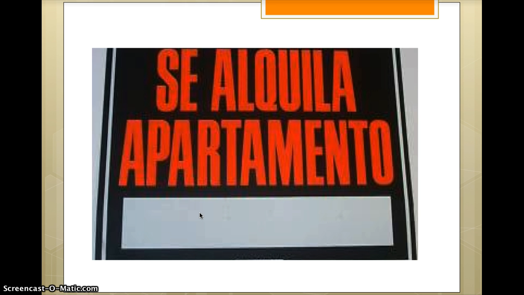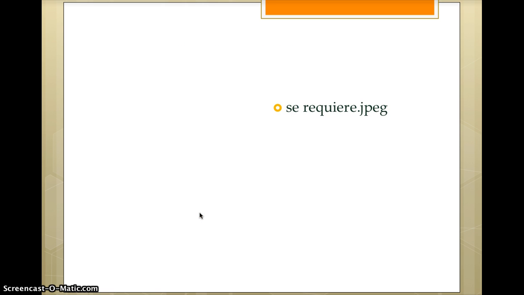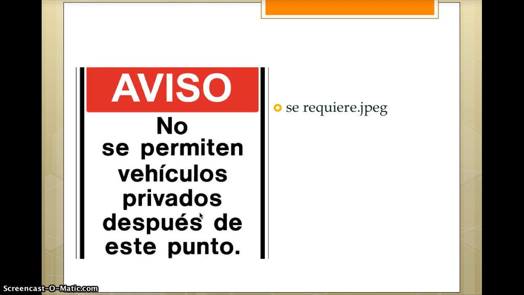Se alquila apartamento. Apartment for rent. Who's renting the apartment? No sé. It could be the owner, it could be an agency, but an apartment is for rent. Aviso, no se permiten vehículos privados después de este punto. No se permiten vehículos. Permiten is in box 6 because vehículos is plural.